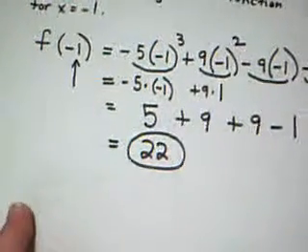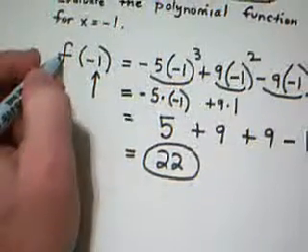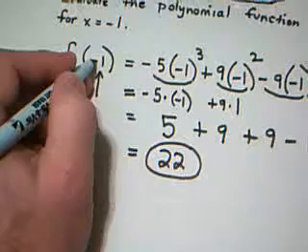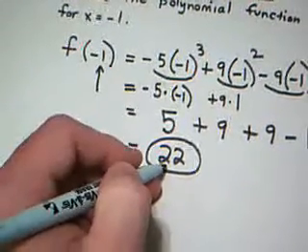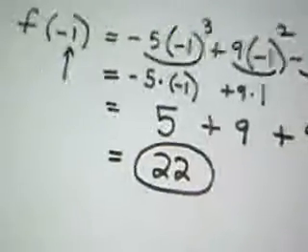What that means, what I want you to have in your brain about that one is, when I use the polynomial function f and I plug -1 in for input, which is my x value, my answer is 22. And that actually represents my output, which is my y value.